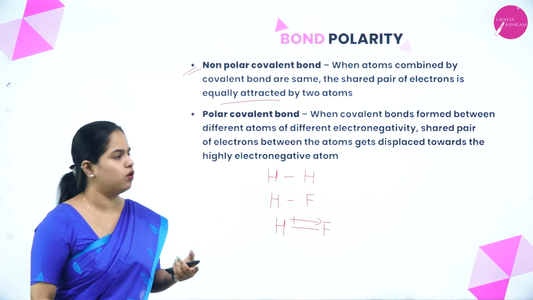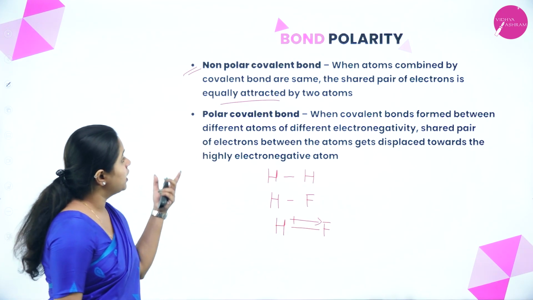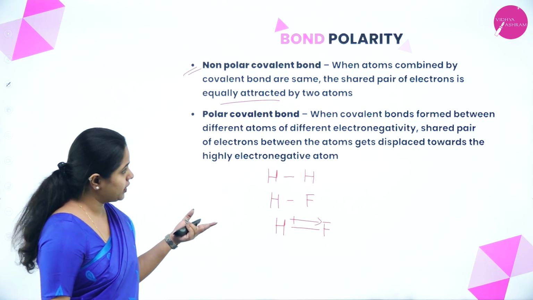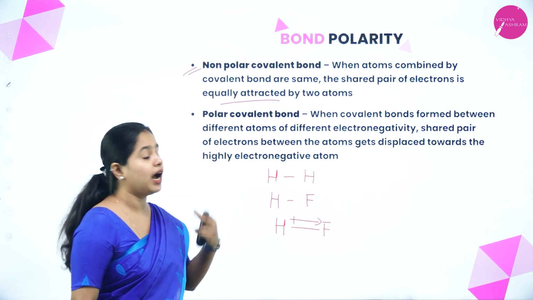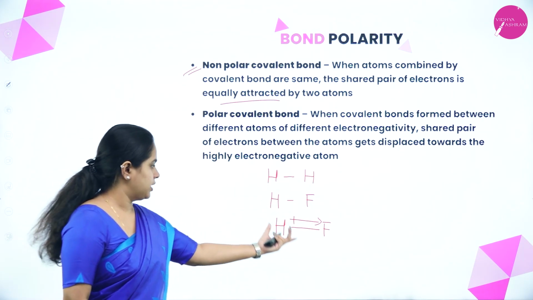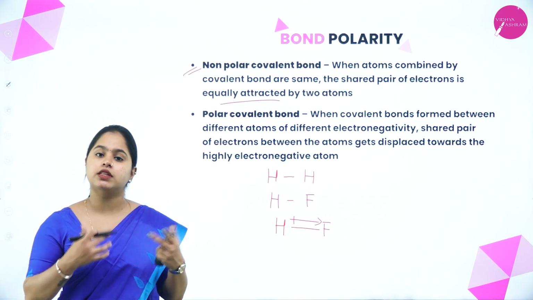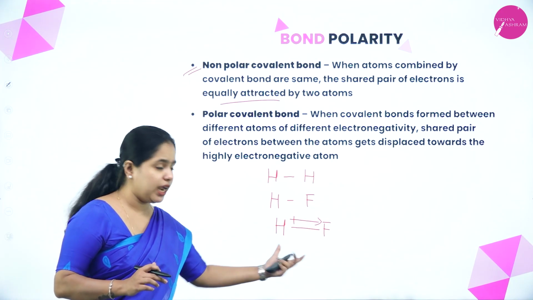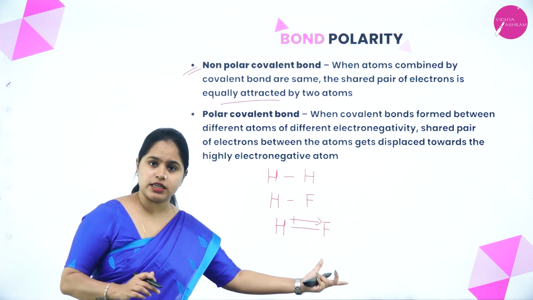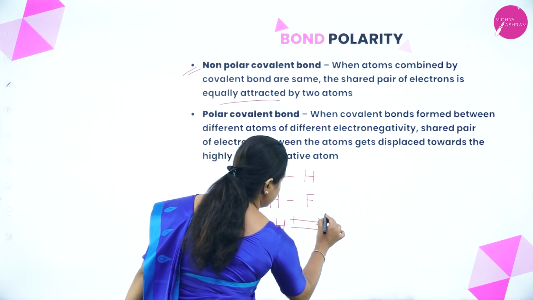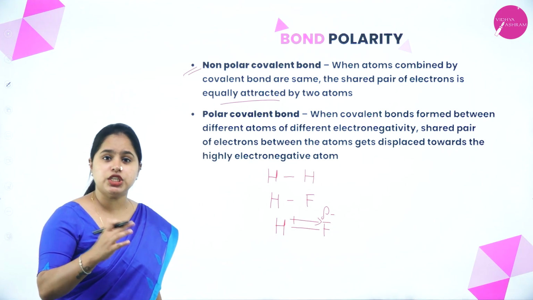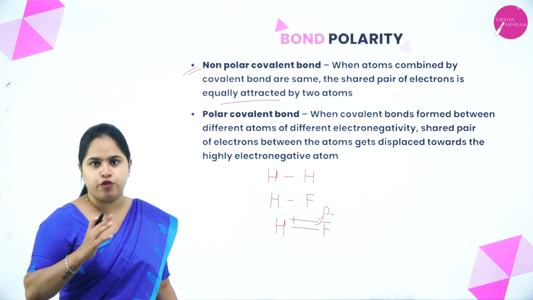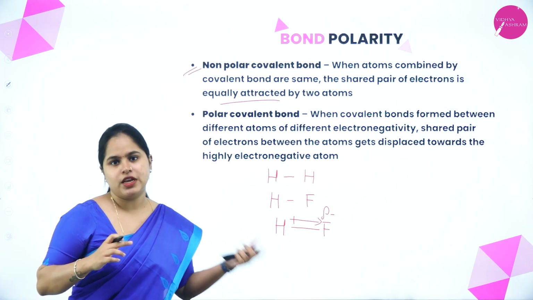Now moving on to the polar covalent bond. When covalent bonds are formed between different atoms of different electronegativity, the shared pair of electrons between the atoms gets displaced towards the highly electronegative atom. Clear? So I hope you are clear with polar and non-polar covalent bonds. As you can see here, the shared pair of electrons is getting more attracted towards fluorine. So what happens here is that the fluorine attains a partial negative charge, an extra negative charge. A partial negative charge is acquired by the fluorine because what is being shared between them? It's electrons, right?